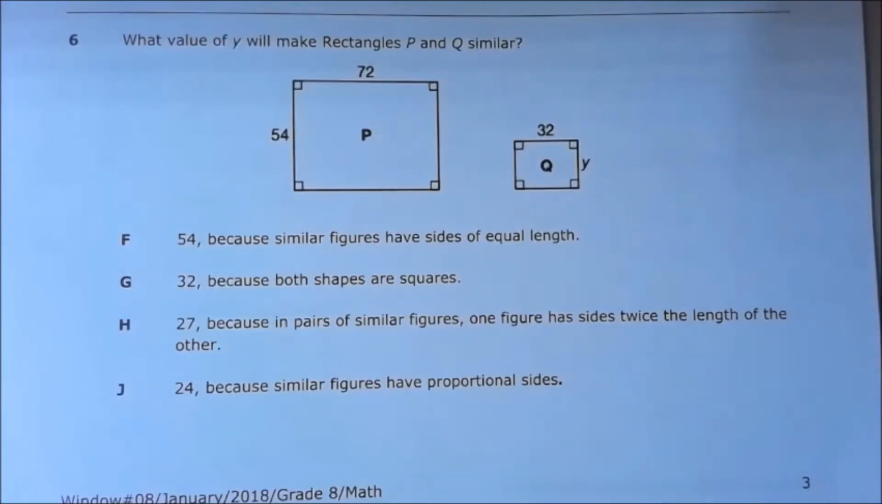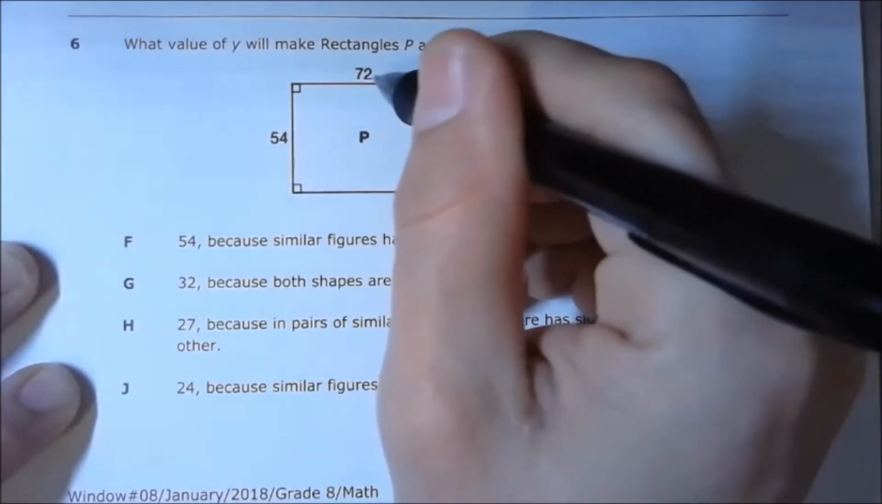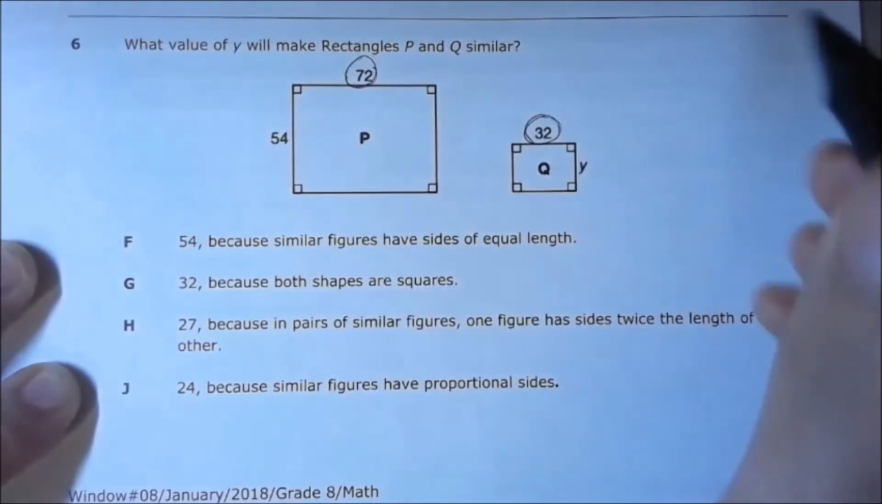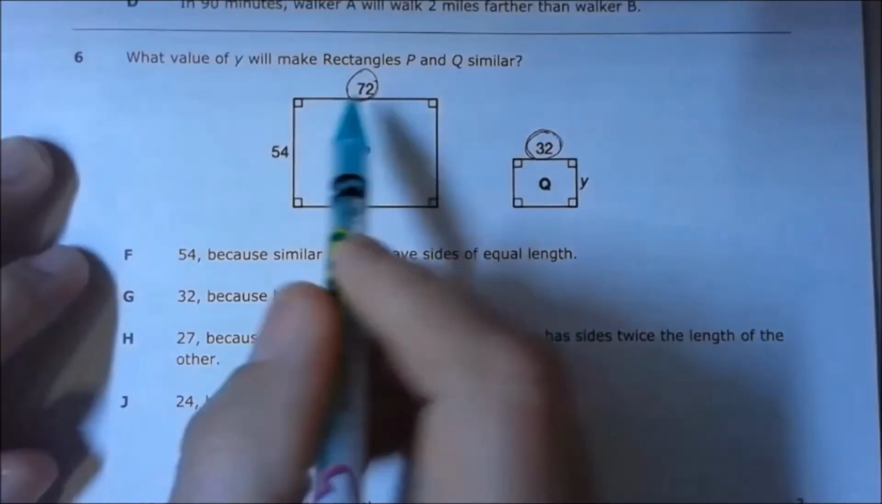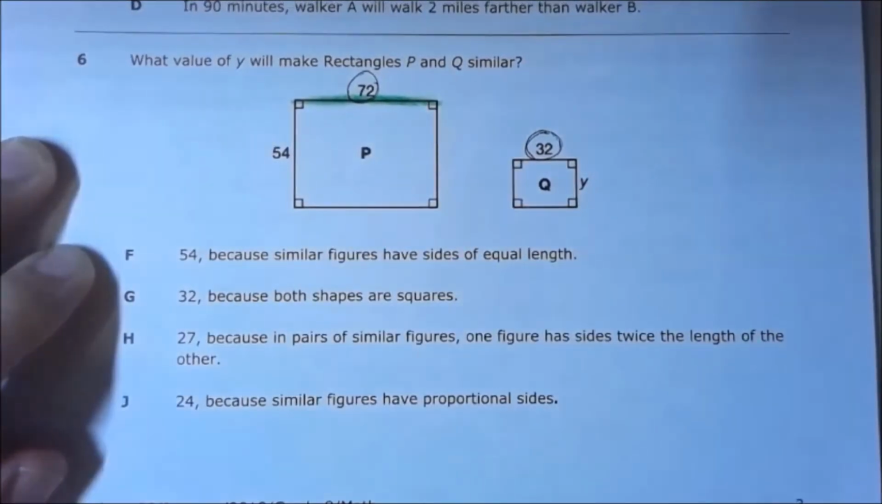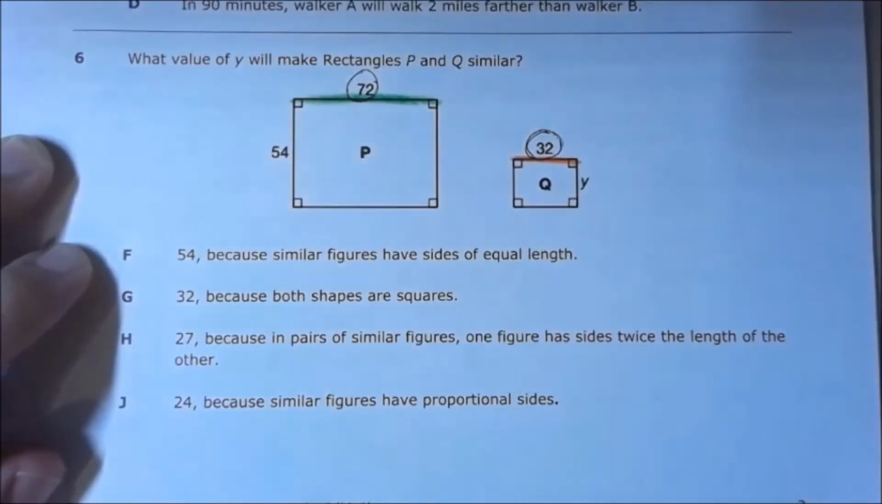It says, what value of y will make the rectangles P and Q similar? So we're trying to see what value will make it similar. First, we want to look at the relationship between this side right here, this 72, and this 32. I'm going to highlight those sides real quick so you can see that these are similar shapes and these are the sides that are similar. And so on this one we can set up a proportion. Let me show you what that looks like.